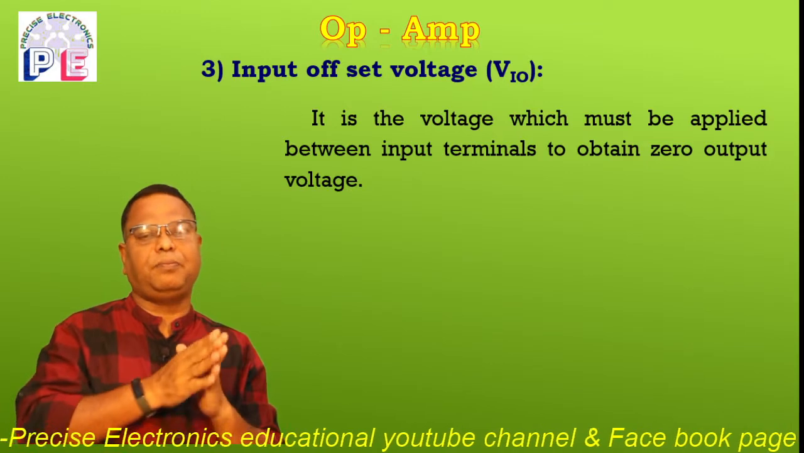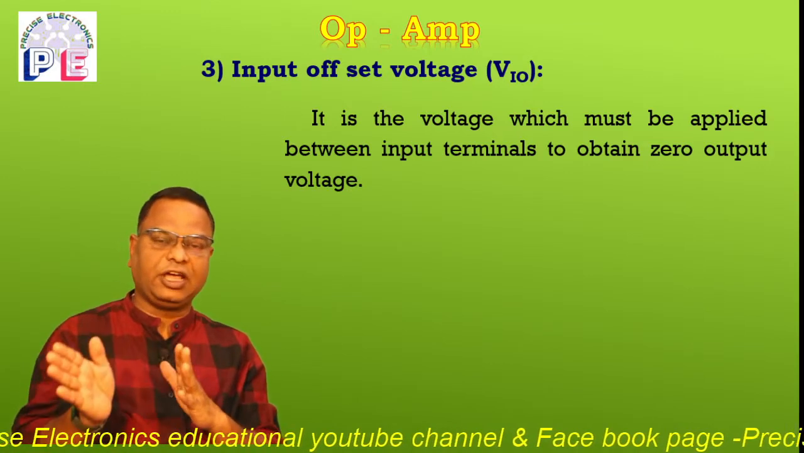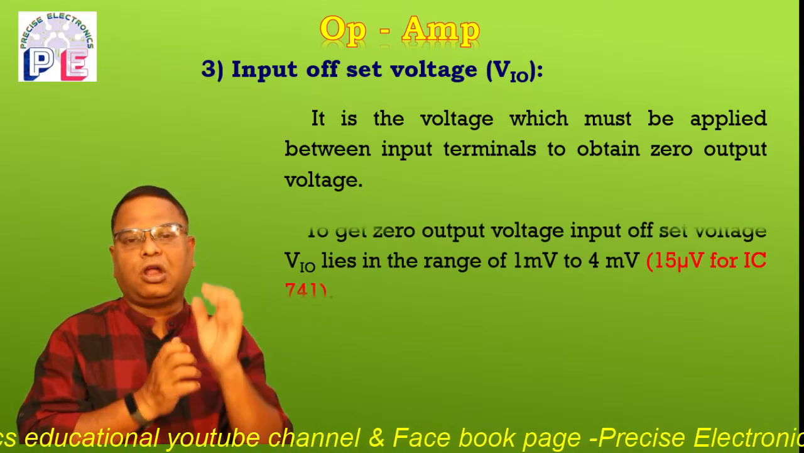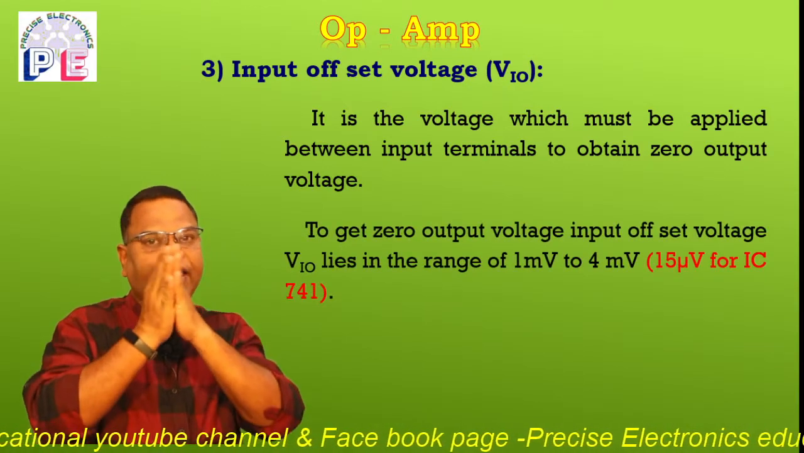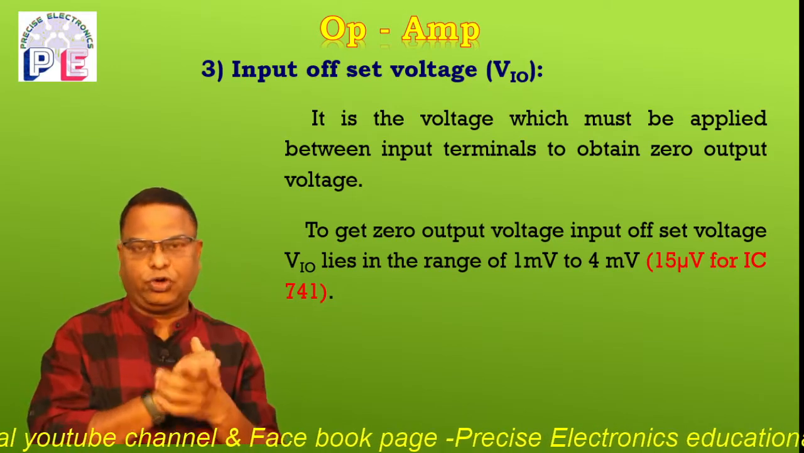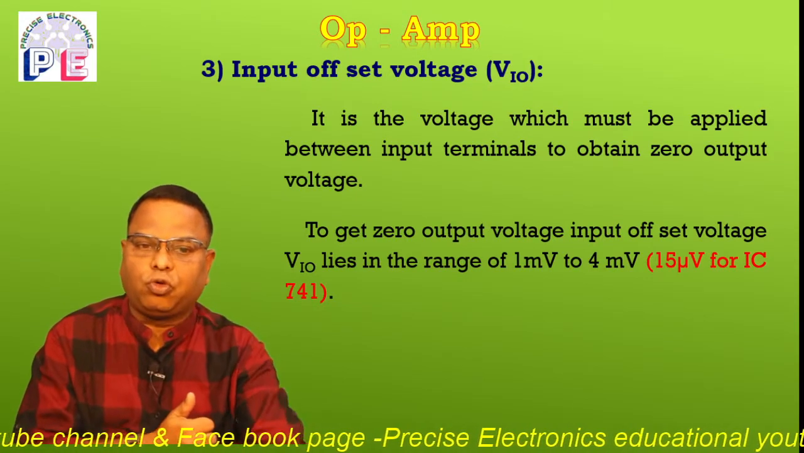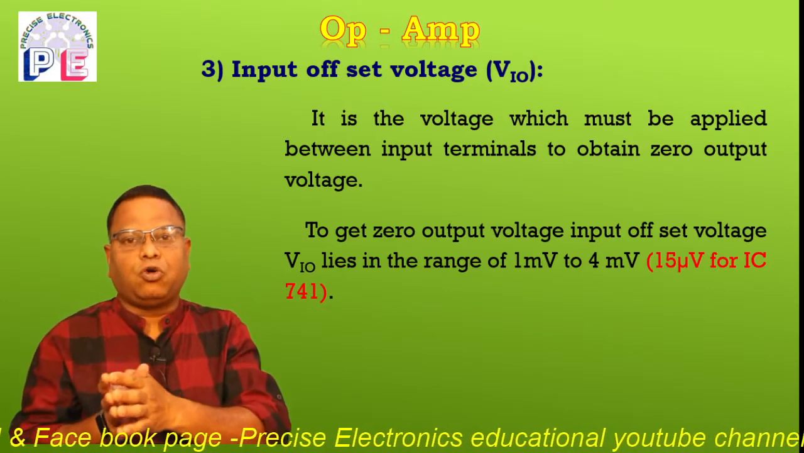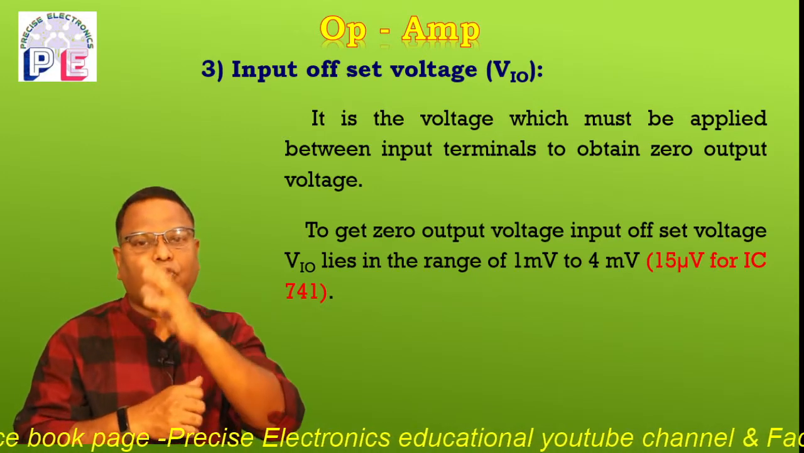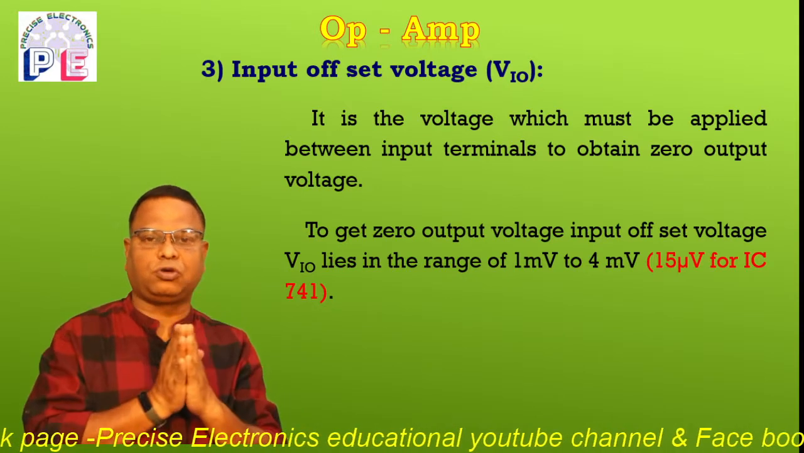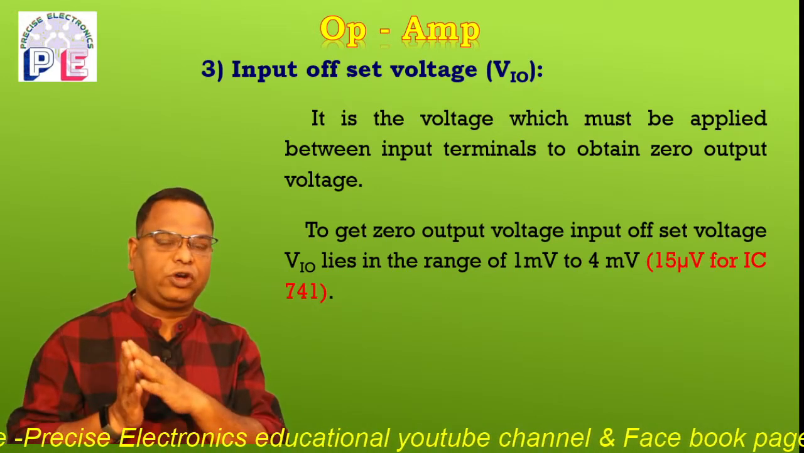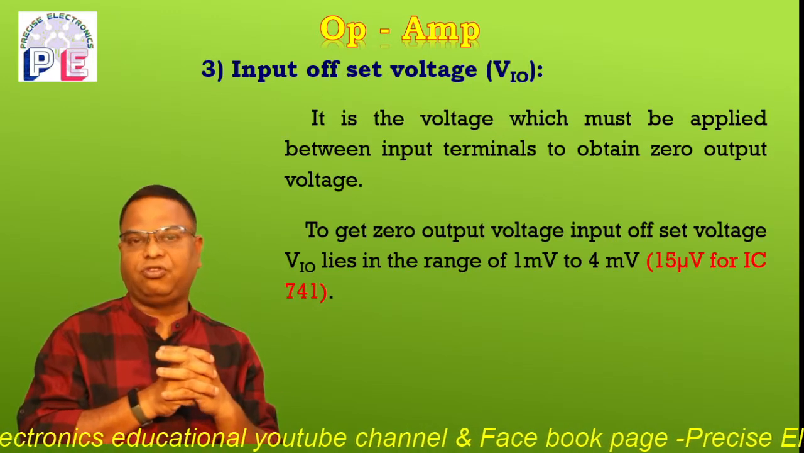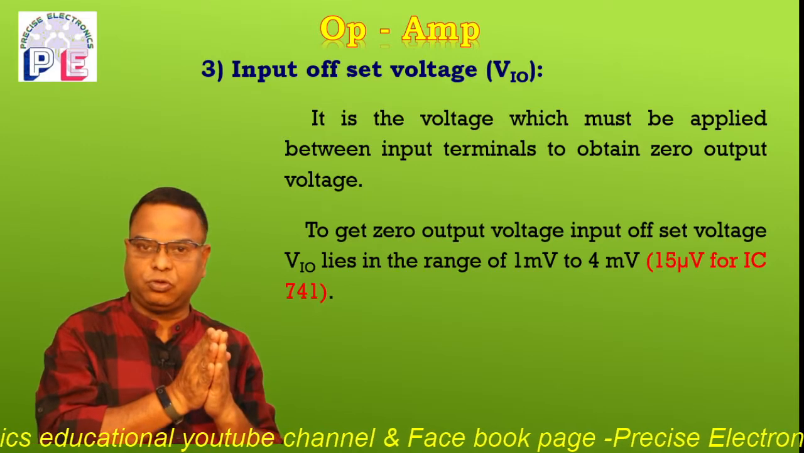But theoretically it is 0, while in actual practice we get a small output voltage. To get the 0 output voltage, the input offset voltage, that is V suffix IO, lies in the range of 1 millivolt to 4 millivolt. That means the input offset voltage also lies in a very low range, between 1 millivolt and 4 millivolt.